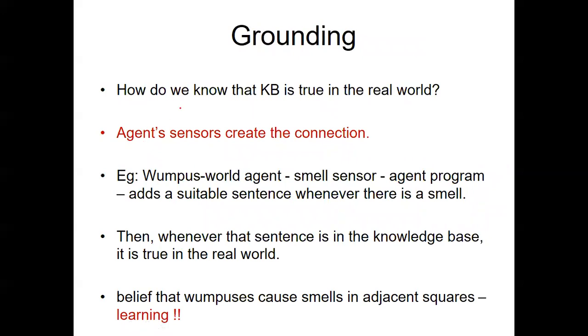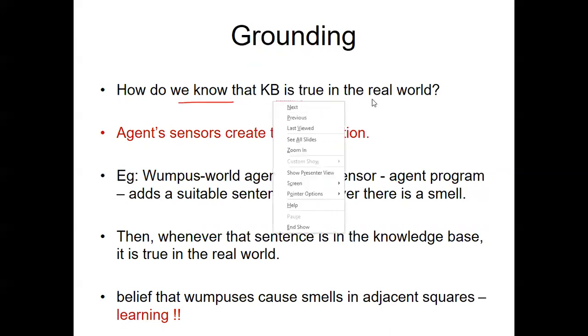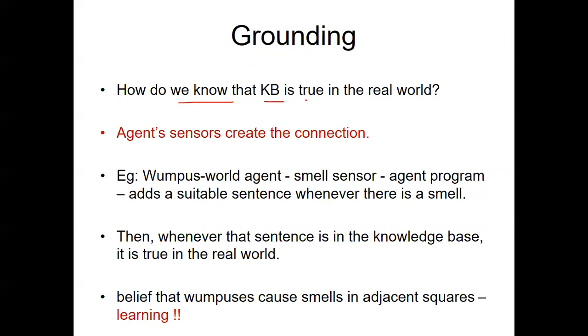Now there is a question. Now you have probably understood what grounding is. How do we know that the knowledge base is true in the real world? That is, how do we know that the KB is grounded? The KB contains a set of sentences. It may contain 10 sentences or 100 sentences or even 1000 sentences. So it contains n sentences.